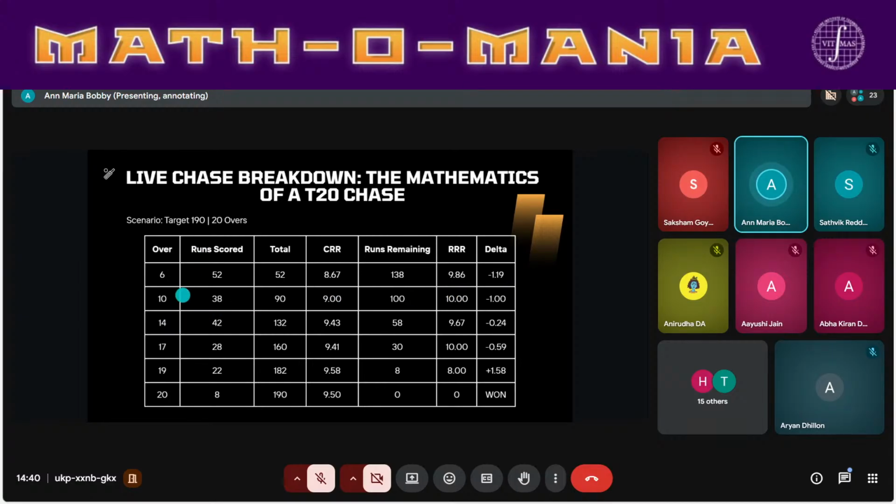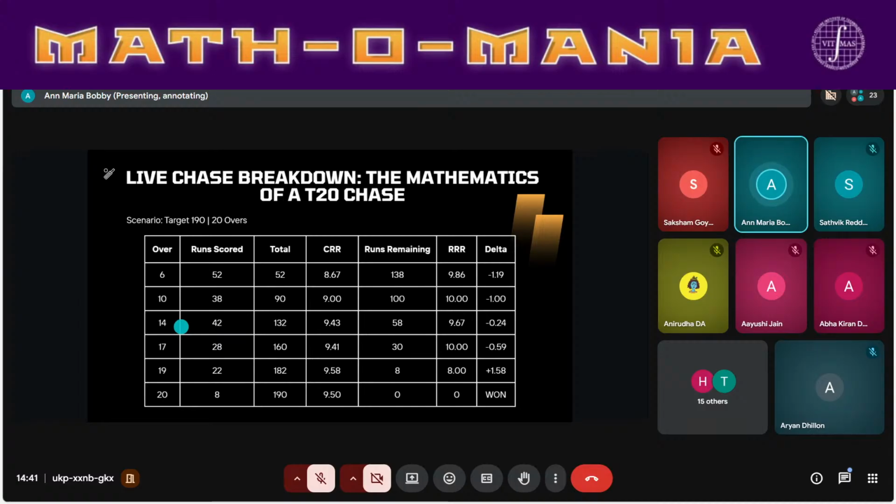Now, between the 10th and 14th over, they scored 42 runs, and the total is 132 now. Current run rate is 9.43, and runs remaining is 58, and required run rate is 9.67. So now their delta is again decreasing. It decreased to negative 0.24. That means they are closing in, moving towards zero, right? So now the pressure is decreasing.